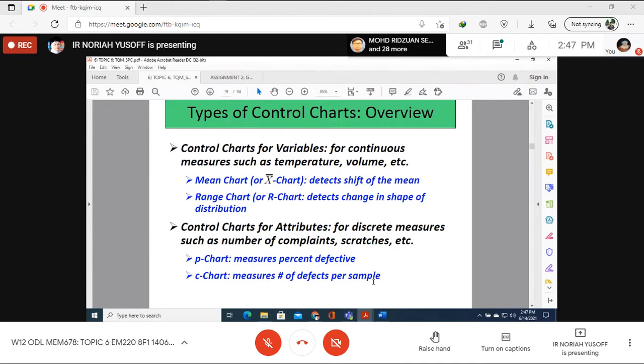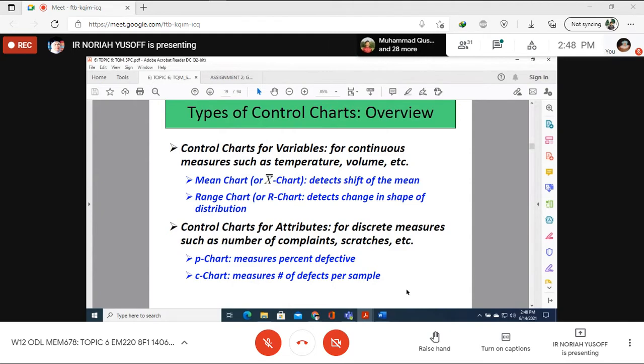So defective consists of several defects ataupun consists of only one defect. So defects may occur several ataupun one in one defective item. Faham ke tak? So faham tak maksud saya ni? Faham. Okay. So P chart ni dia measure percent of defective, okay?